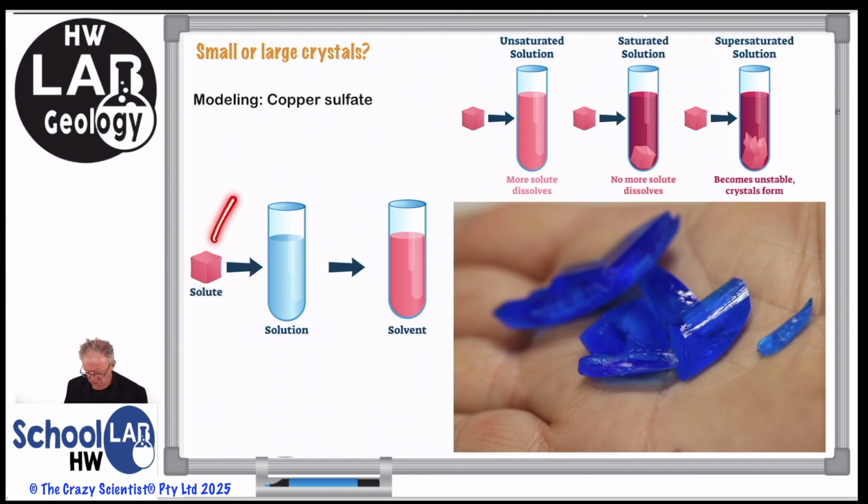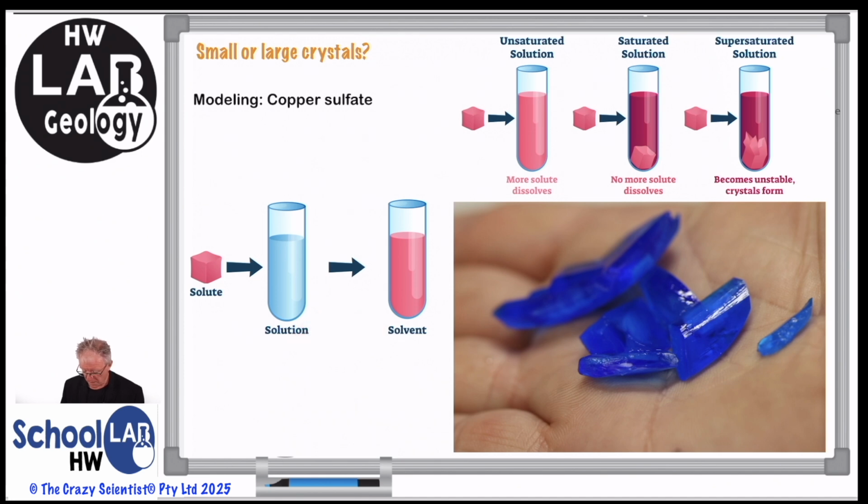We're going to put that into some water, which should be called the solvent, and then we make a solution. So these two should be switched around. So we should have the solvent, which is water, and then we have the solution, which is the solute plus the solvent. So make sure you swap those around, okay?